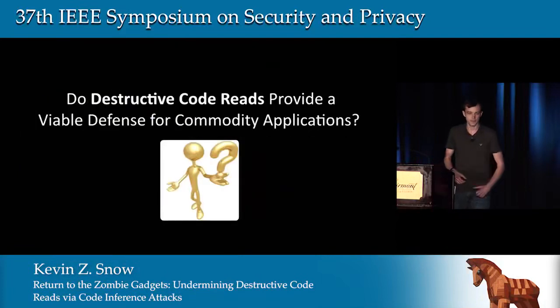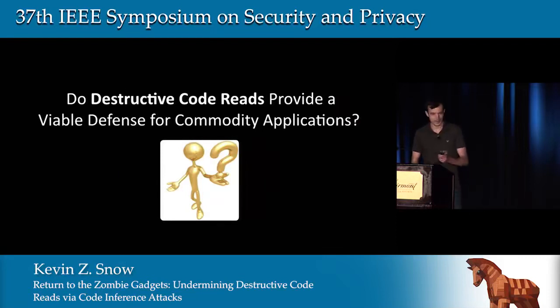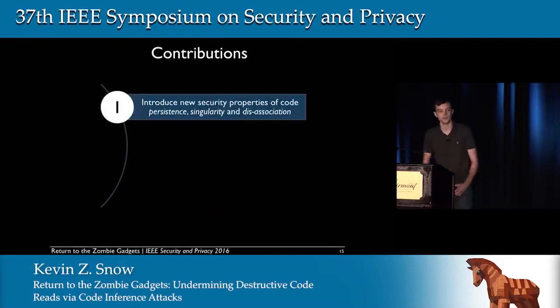So that was that. But then we actually had a whole new perspective on this mitigation after seeing someone else's instantiation of it. We thought about this now from a completely adversarial point of view. And so now we changed our question to, do destructive code reads actually provide a viable defense for commodity applications? Thinking about it in this new way, we thought of 3 implicit assumptions that we had made in our work and the other authors had made in their work, that were never thought of in designing the mitigation, and that were never discussed in either of the papers.